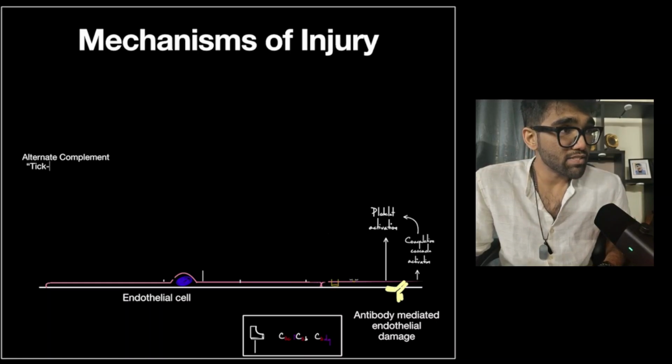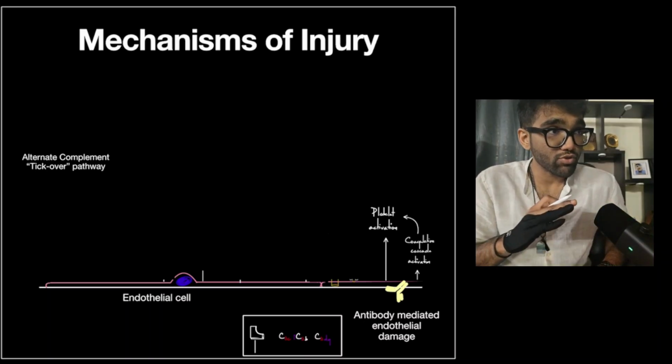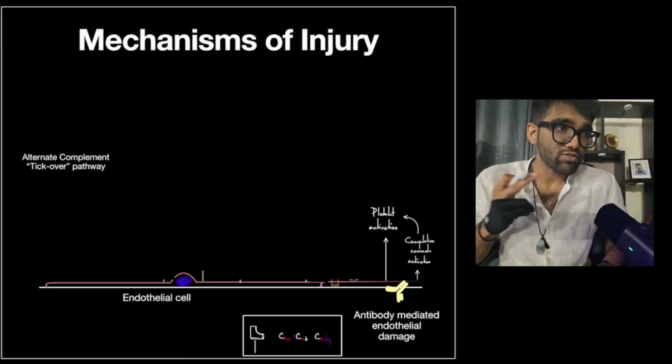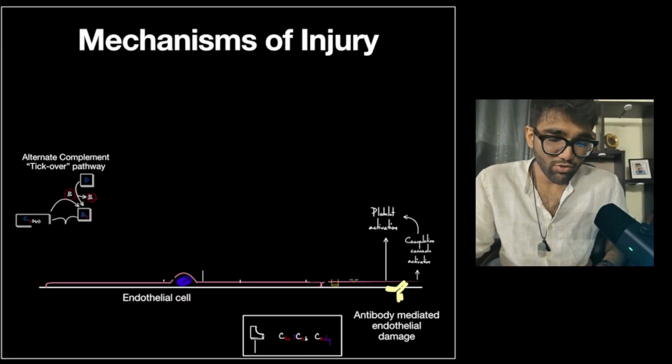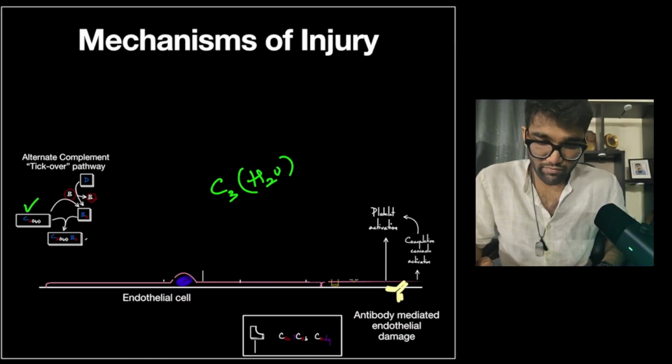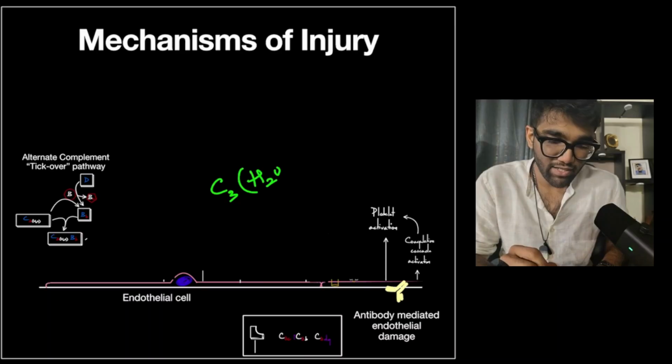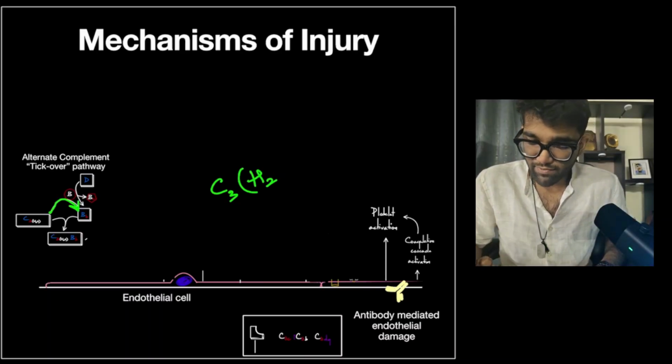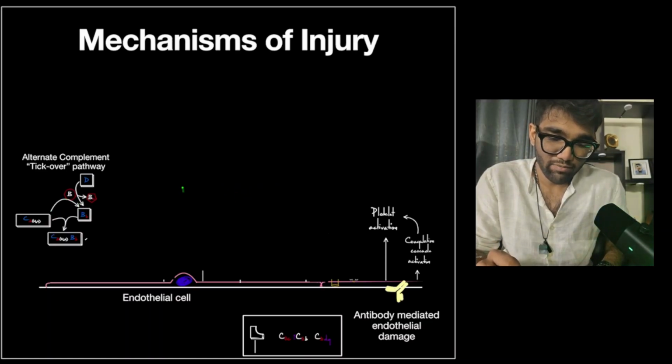The second mechanism is activation of the alternate complement cascade. Now the alternate complement cascade is also called the tick over cascade. This is because, like the hands of a clock, it keeps ticking over; it's always active. So why is it always active? Because your C3 complement protein, when it is in water, which we call C3H2O, is constitutively active and continues to activate factor B, that is, lyse factor B, and converts factor B into factor Ba and Bb.